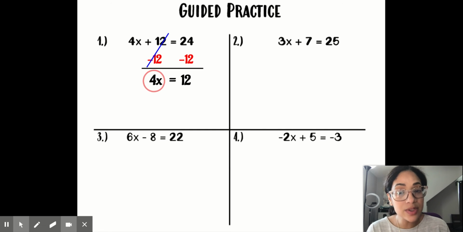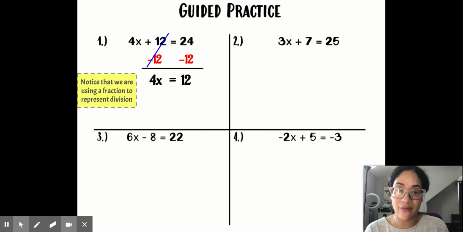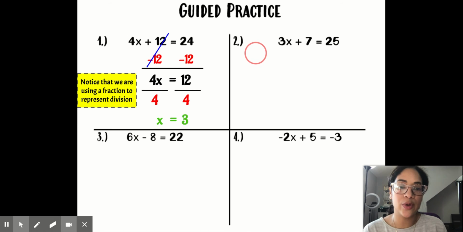And the opposite of multiplying by 4 is dividing by 4. I want you guys to notice that we're using a fraction to represent that division. So I'm going to divide both sides by the coefficient. That means the number right next to x, because I'm trying to get x by itself. 4 divided by 4 is 1. And 12 divided by 4 is 3. So now I've solved for x. I've isolated x. Okay, we're going to do a couple more.